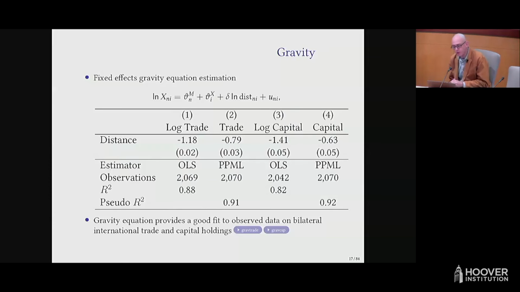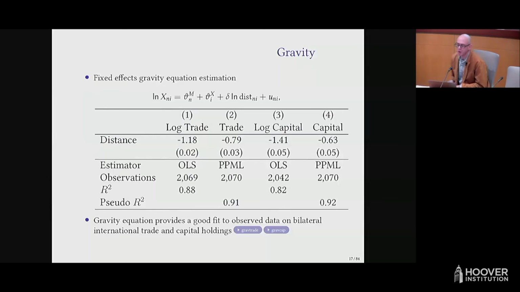Maybe less well known, but also a very strong feature of the data is that gravity holds for capital holdings. So in column 3, we show that in a log linear specification. Again, R squared over 80%. And then again, similar results if you estimate it with Poisson pseudo maximum likelihood. You might worry, well, is this good fit of a gravity equation here just driven by the fixed effects? Maybe it's all the origin destination fixed effects.